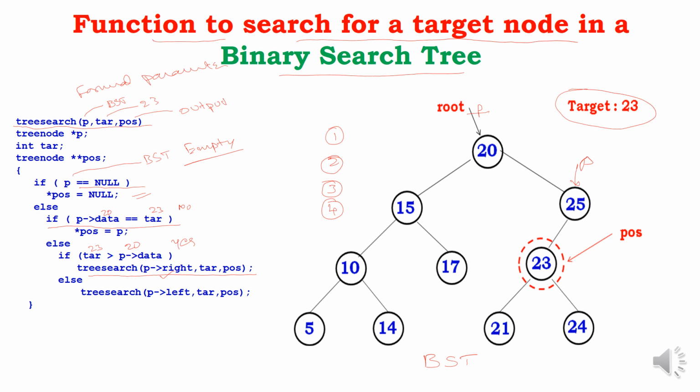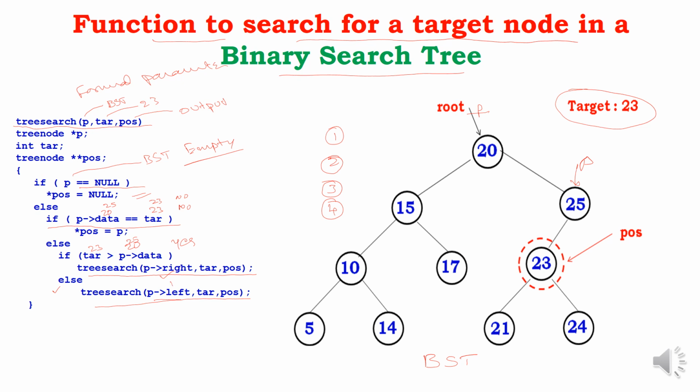If P is null? P is 25, it is not null. Is P data equivalent to target? P data is 25. Is it equivalent to 23? No. So else part: is target 23 greater than P data? P data is now 25. Is it greater? No. Else, it is less than P data. Right? 23 is less than P data, so we have to search in the left subtree. We call the tree search function P left, target, position. We compare our target in the left subtree.